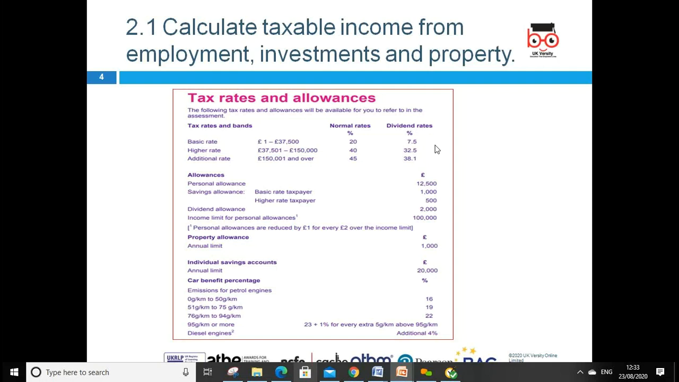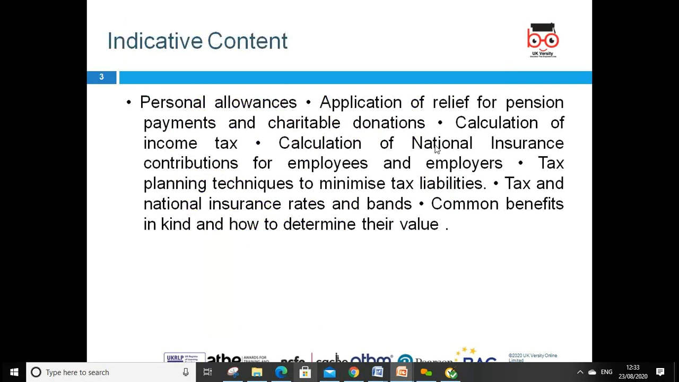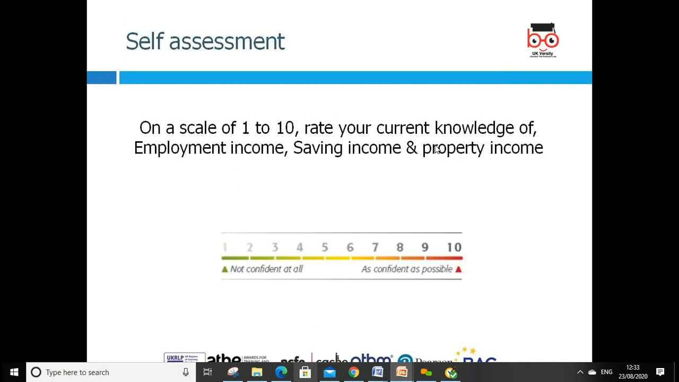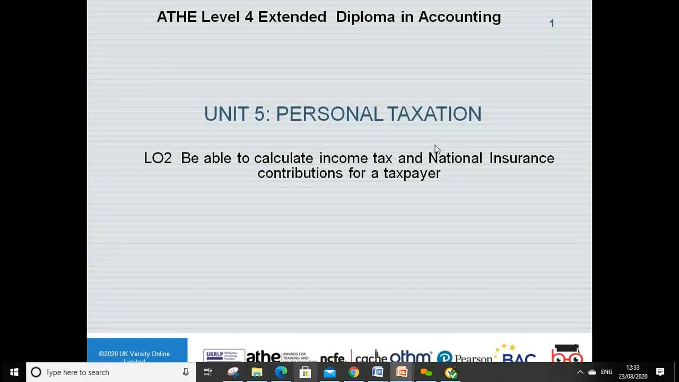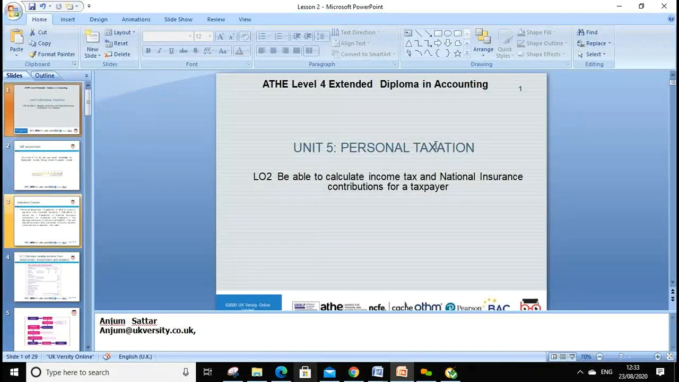In today's lesson we just learned about the different tax calculations, and we discussed the rules and how we can calculate. We discussed class 1, class 1A NI contributions, we discussed pension, we discussed gift aid. So that was all today's lesson. And in the next lesson we'll go to our LO3.